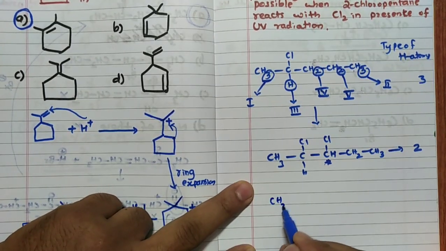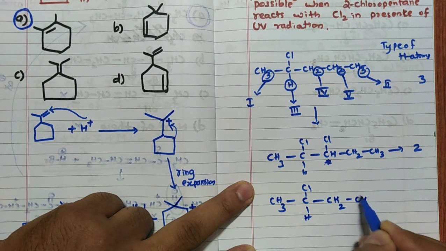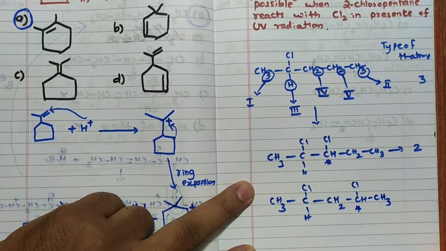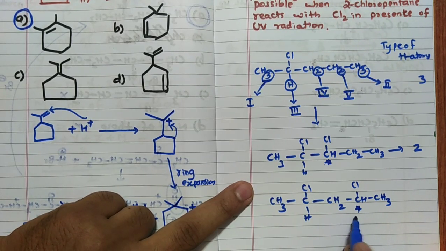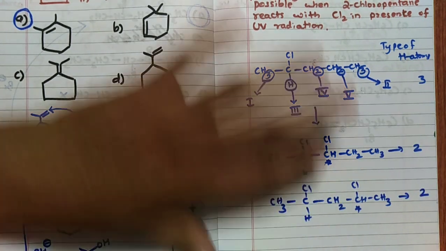See, when I replace the fifth carbon with Cl, we get CH2, CHCl, CH3. This is also a chiral carbon, so I will put a star. Wherever there is a chiral carbon, you will end up with 2 products. Now, total, you see, only these are the possibilities.